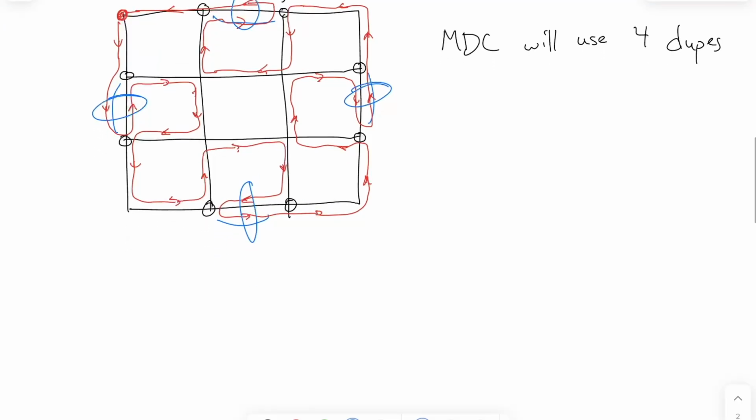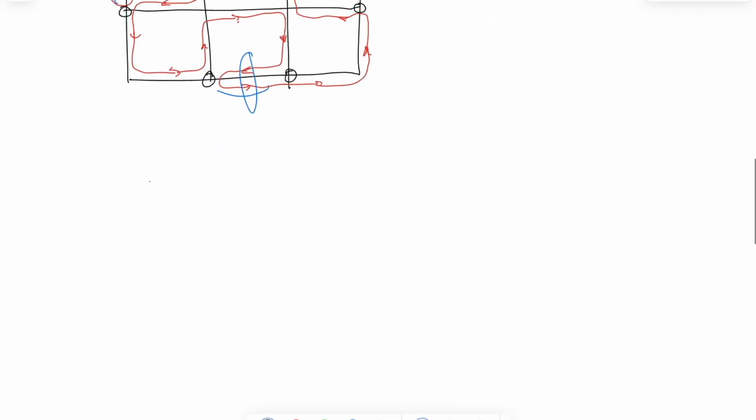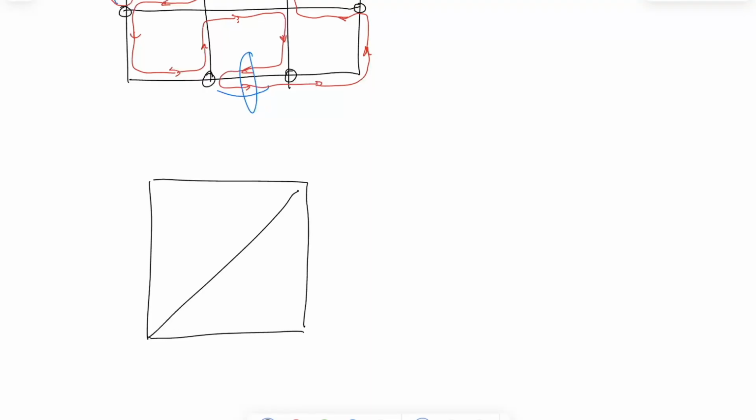All right, I got another one for you. This is a little smaller. I'll let you do the whole thing. So first of all, it is up to you to decide which edges you're going to duplicate. Choose which edges to duplicate, and then see if you can draw in the circuit.